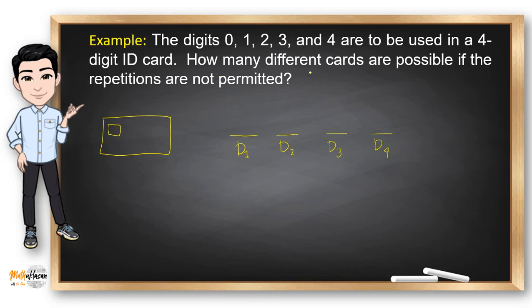So how many different cards are possible if repetitions are not permitted? For example, for the first digit, we have 5 options, right? We have 1, 2, 3, 4, and 5. So these are the 5 digits. I'm not going to write 4 here because I just saw 4 there.